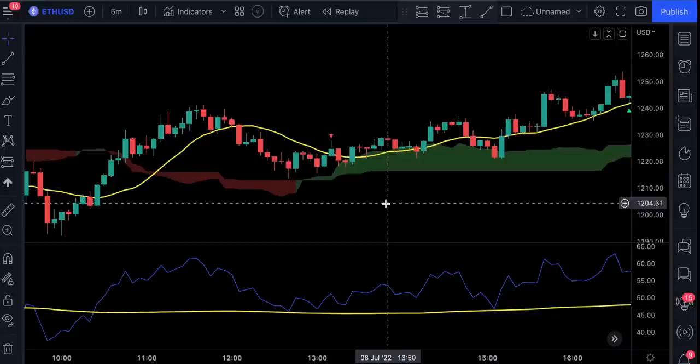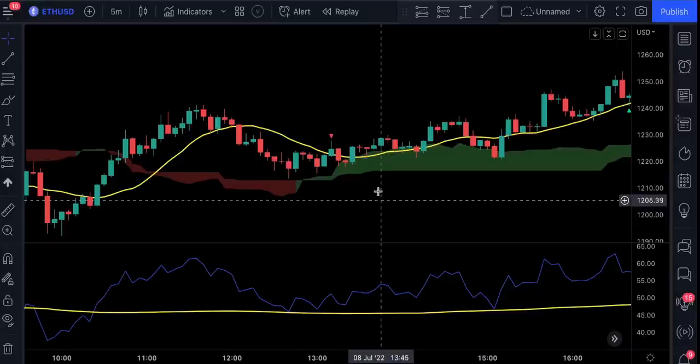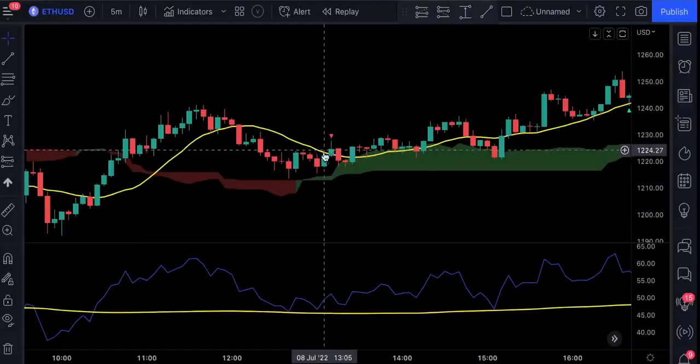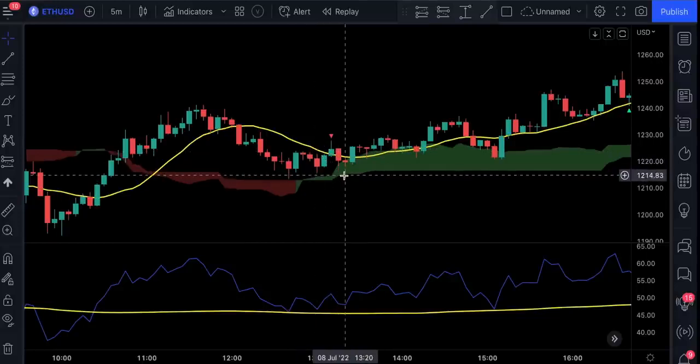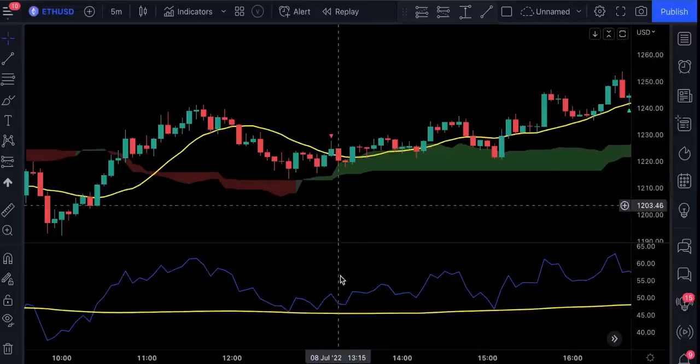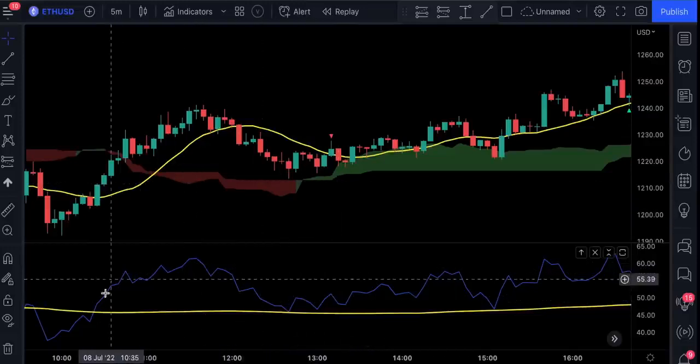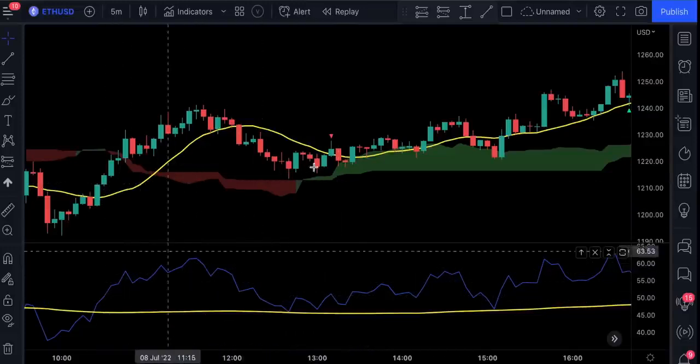Okay, let me give you some more examples so you have a better understanding of how to trade with this strategy. So here we see the price action just crossed and closed above this yellow line. The Ichimoku cloud is also green color and is below the price. But the problem is the RSI gave us a long signal way before this cross happened. So we would have simply ignored this signal.